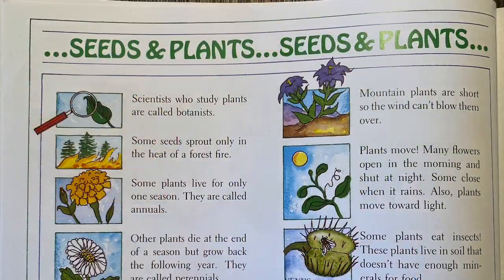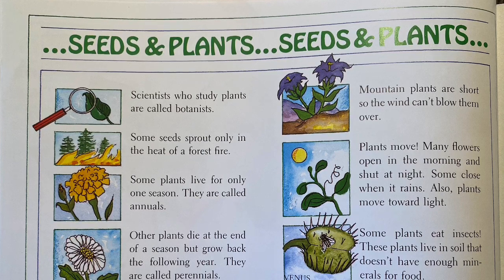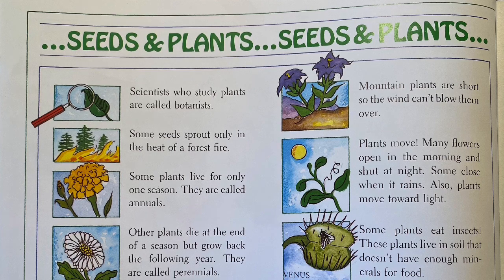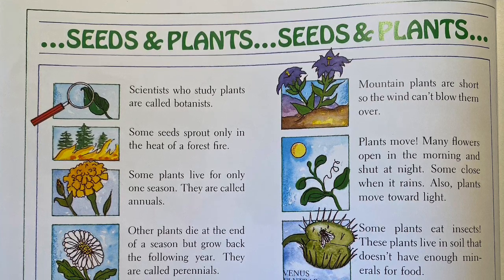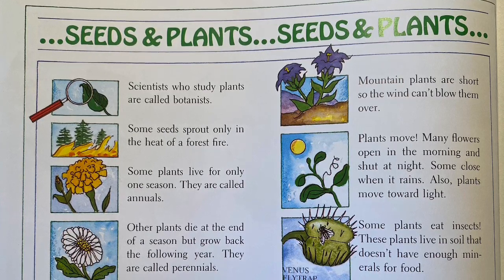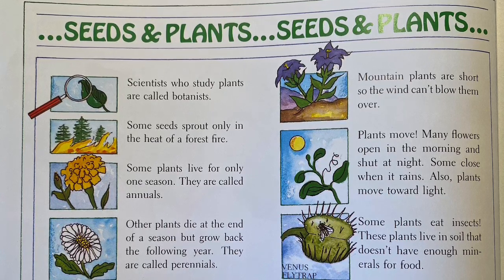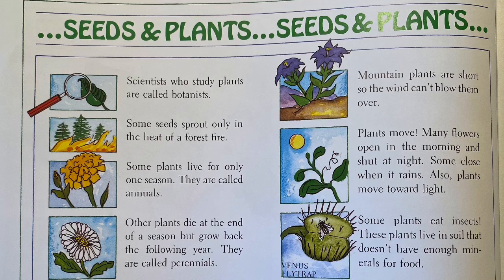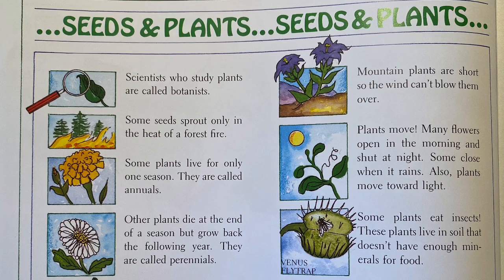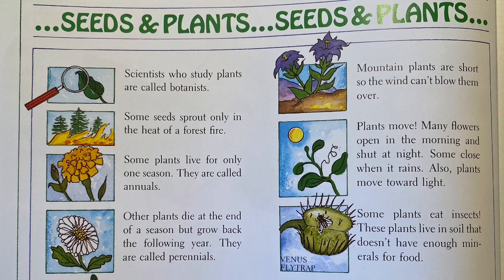Seeds and plants, seeds and plants. Scientists who study plants are called botanists. Some seeds sprout only in the heat of a forest fire. Some plants live for only one season. They are called annuals. Other plants die at the end of a season but grow back the following year. They are called perennials. Plants in the desert, such as a cactus plant, store water in their stems. They can live for a long time without rain. Mountain plants are short so the wind can't blow them over.